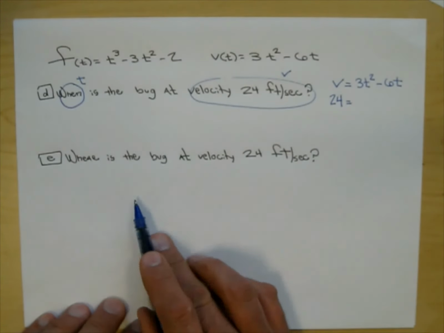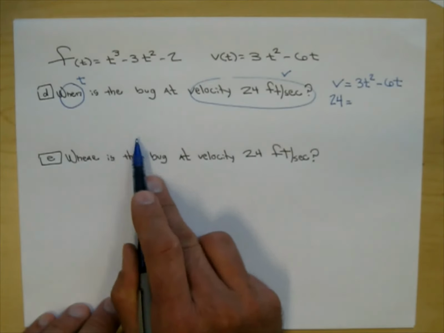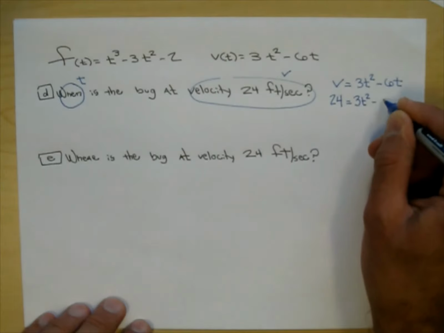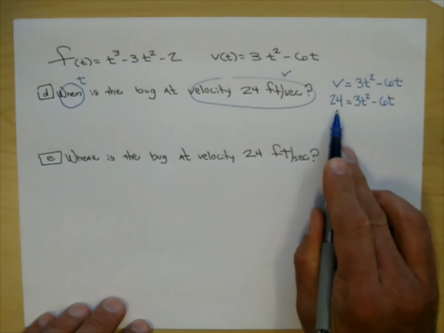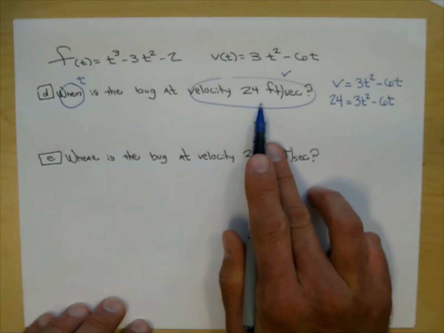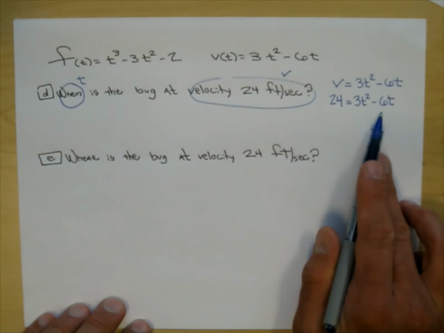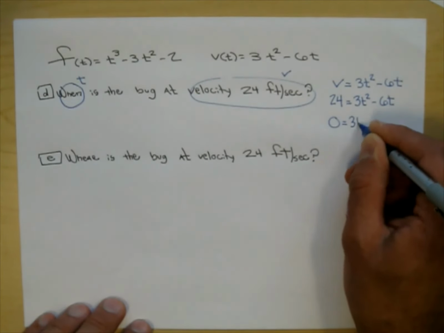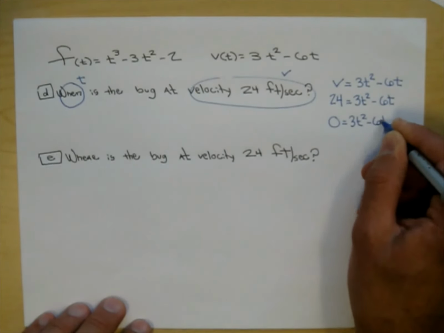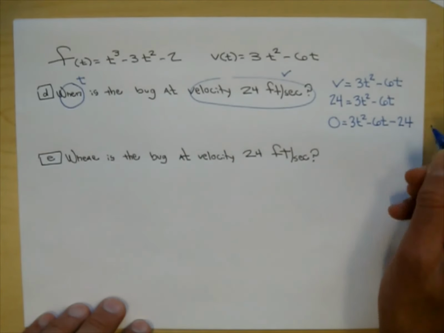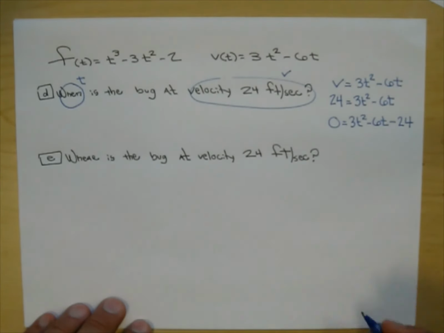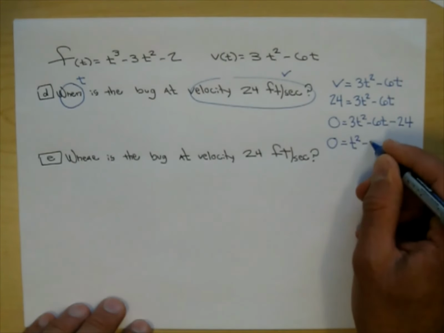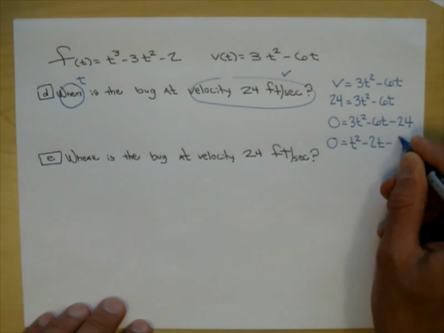I don't know why my spacing's so bad here. I should have left a lot of space for this, but oh well. So we have 3t squared minus 6t, and then that equals 24. We put 24 in for the velocity. This is a quadratic equation. I'm going to put everything on one side. So 0 equals 3t squared minus 6t minus 24. I'm going to divide everything in that equation by 3. So I have 0 equals t squared minus 2t minus 8.